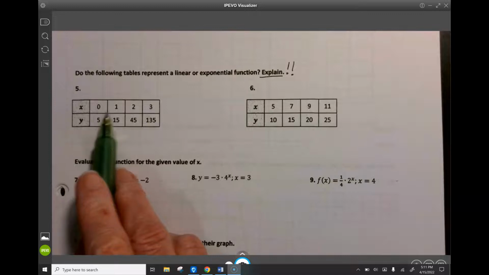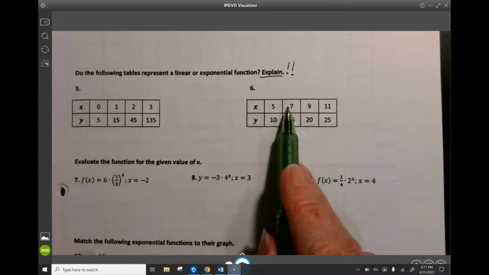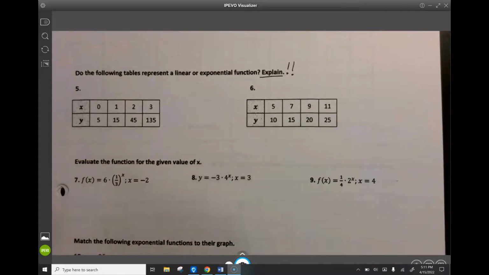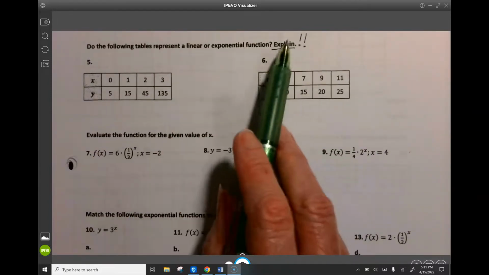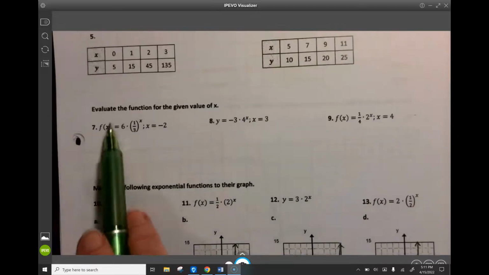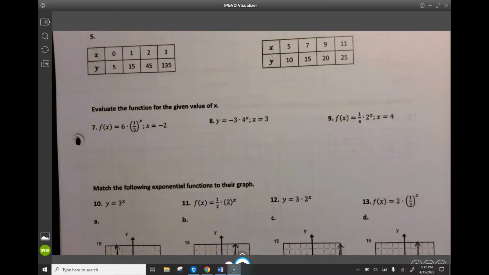Now notice this goes up 1, 2, there's 1 apart. This goes up 2 apart. It's still not going to make any difference to determine what it is. So we want you to tell us if it's linear or exponential, and how do you know that? How do you know that? Then evaluate the function. You've done this 20 million times.